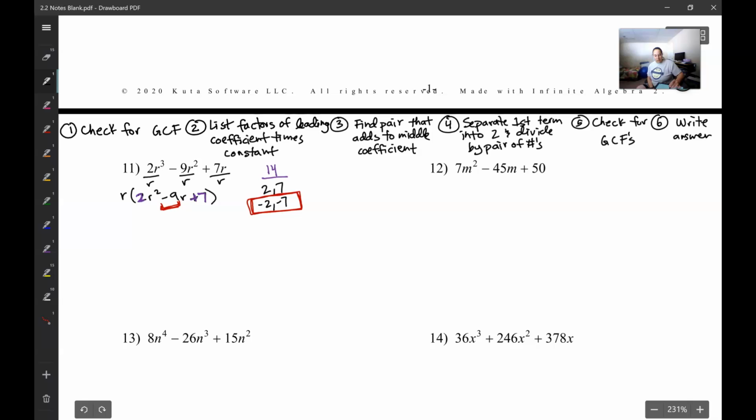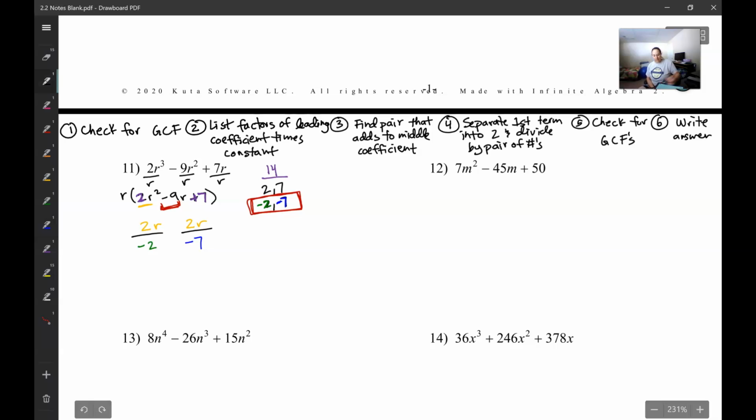Okay, step 3. Find the pair that adds to the middle coefficient. Check. Step 4. Separate the first term into 2. So I have my 2r squared, so I'm going to do 2r and 2r. And then divide by my pair of numbers, so by negative 2 and by negative 7.